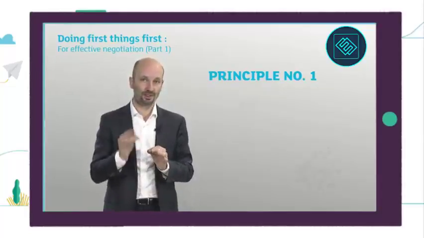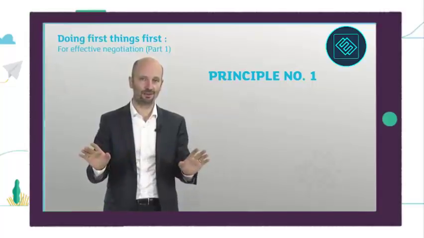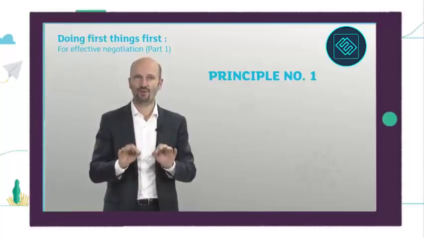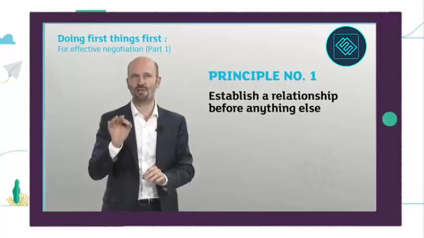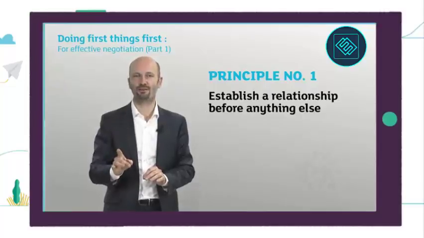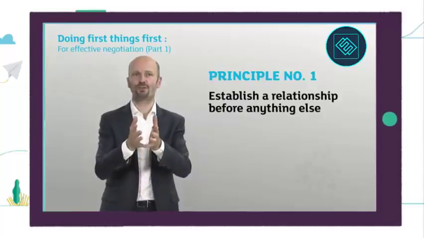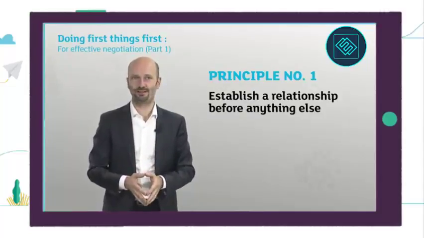What is the only but essential ingredient which changes everything? You know it. Relationship. The essential preoccupation of truly effective negotiators is to establish a relationship before anything else. To put it differently, do not expect to create trust when you need it. It is usually too late.